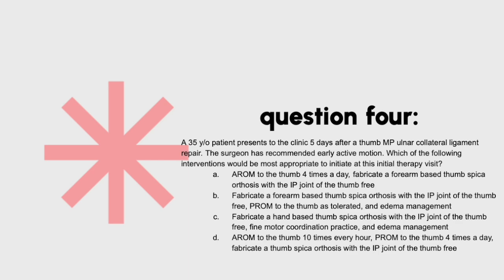A. Active range of motion to the thumb 4 times a day. Fabricate a forearm-based thumb spica orthosis with the IP joint of the thumb free. B. Fabricate a forearm-based thumb spica orthosis with the IP joint of the thumb free. PROM to the thumb as tolerated and edema management. C. Fabricate a hand-based thumb spica orthosis with the IP joint of the thumb free, fine motor coordination practice, and edema management. D. AROM to the thumb 10 times every hour, PROM to the thumb 4 times a day. Fabricate a thumb spica orthosis with the IP joint of the thumb free.